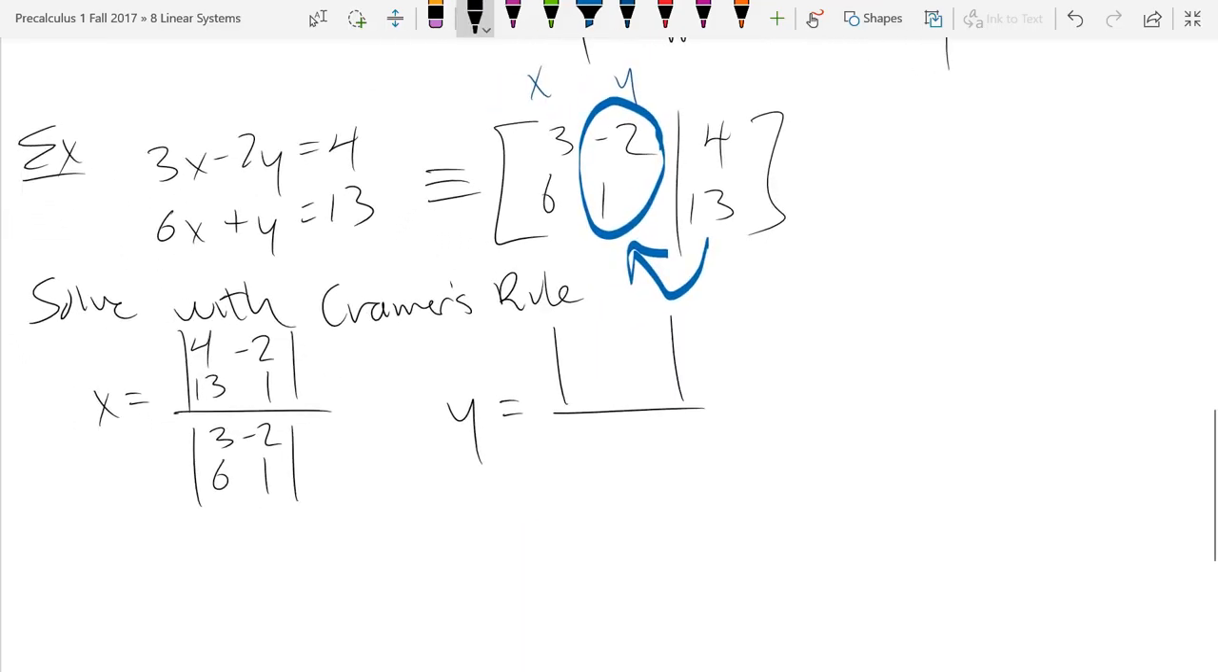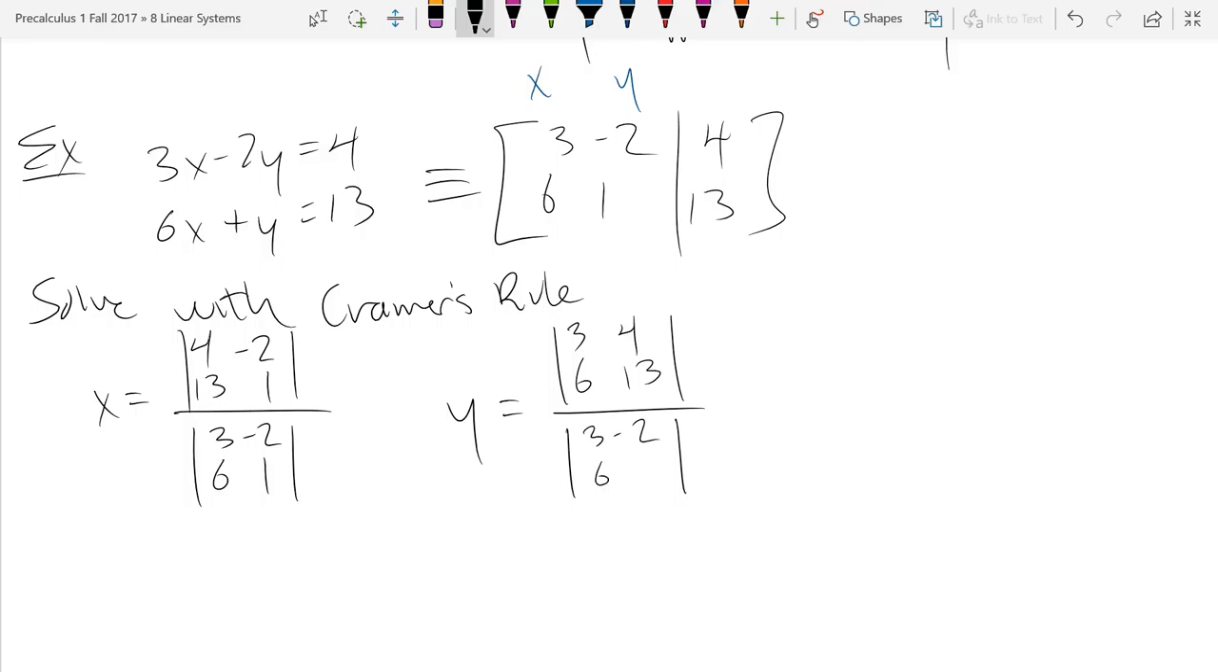So the numerator is, I'm writing in columns, 3, 6, and then the y column is going to get replaced by 4, 13. And in the denominator, we have the usual determinant of the coefficient matrix 3, negative 2, 6, 1.